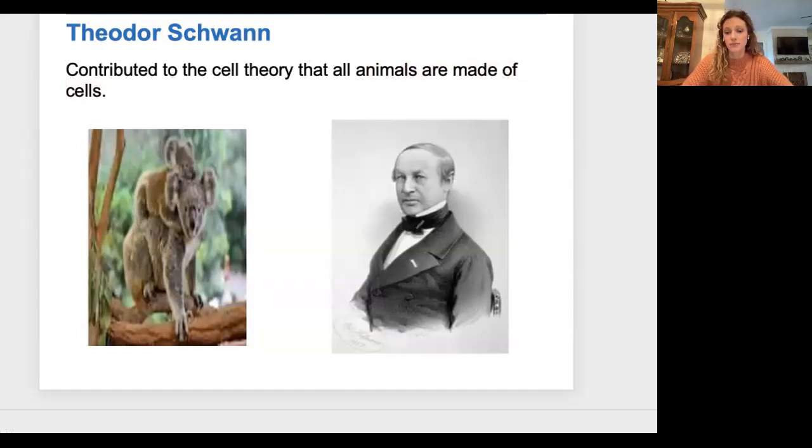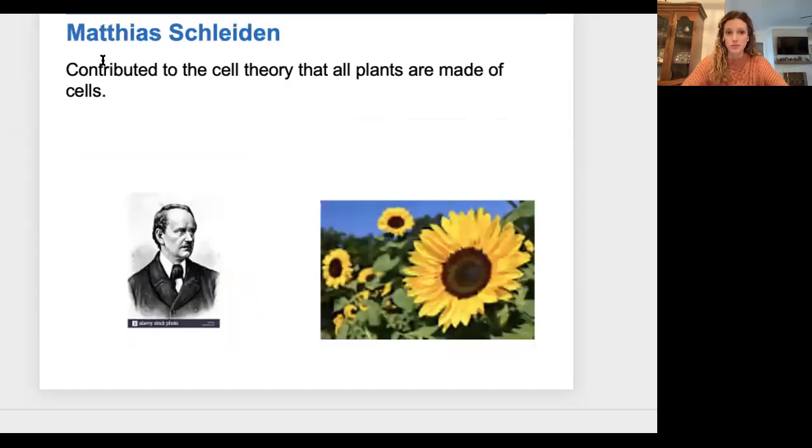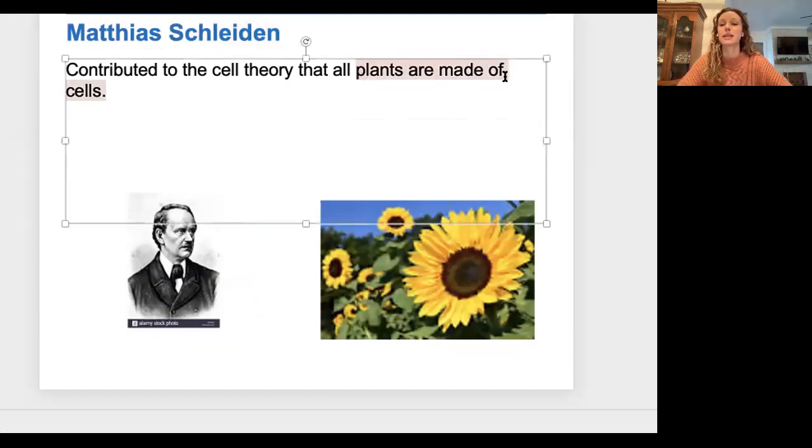Okay, so when you got that, next one, Matthias Sheldon. Okay, so Sheldon, you can write his whole name, but I really only care about his last name. Okay, so Sheldon, same thing, contributed to the cell theory. Difference is that he said that Sheldon, plants are made of cells. Schwann, animals are made of cells. Okay, so Matthias Sheldon, plants are made of cells.